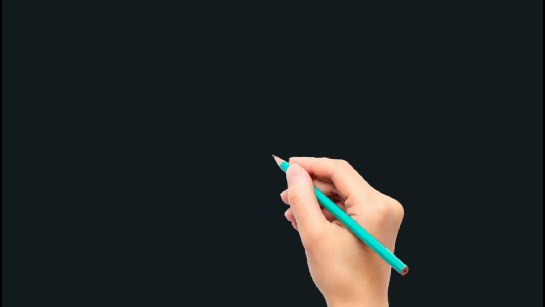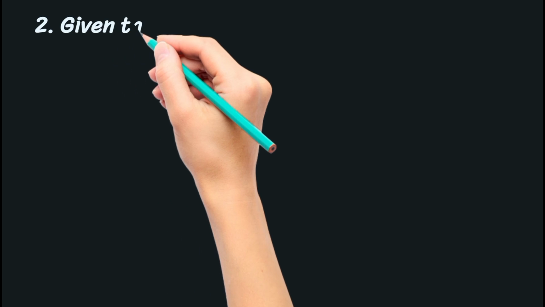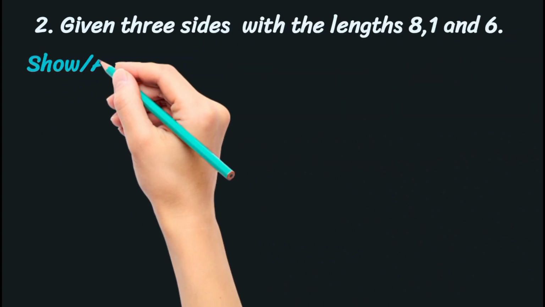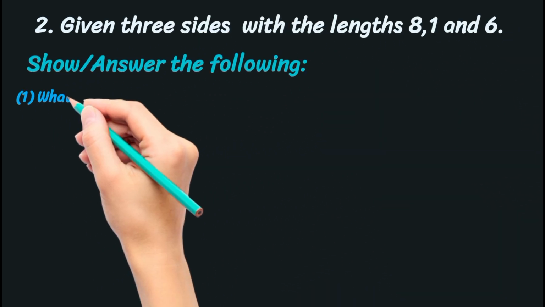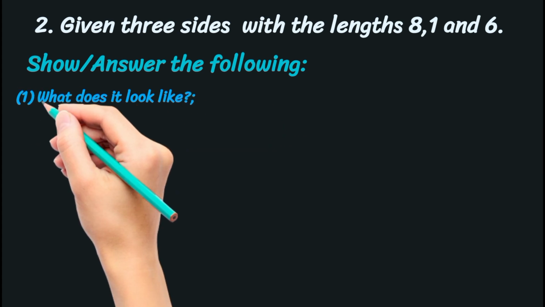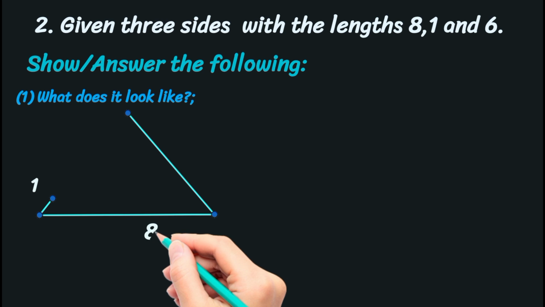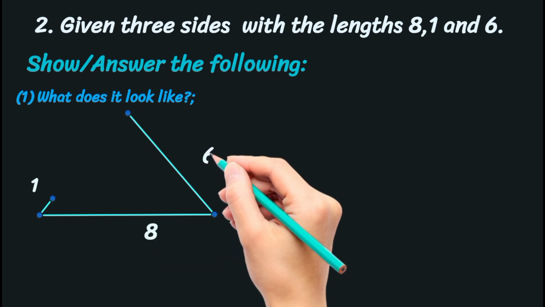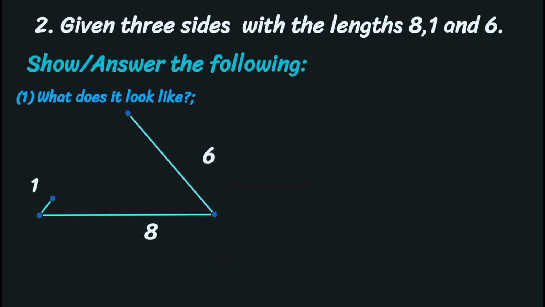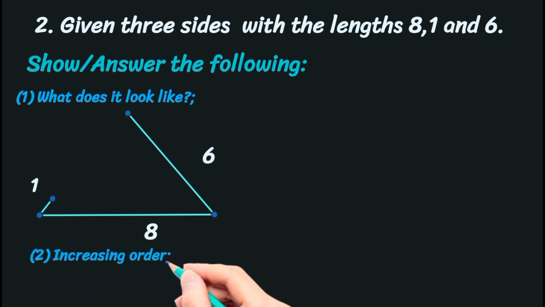So now we have another question. Given 3 sides with the lengths 8, 1, and 6, show or answer the following. 1. What does it look like? Here is the real measurement: 1, 8, and 6. As you can see, we cannot form a triangle, since if we extend it, we cannot really extend it. Actually, 1 and 6 cannot meet each other.